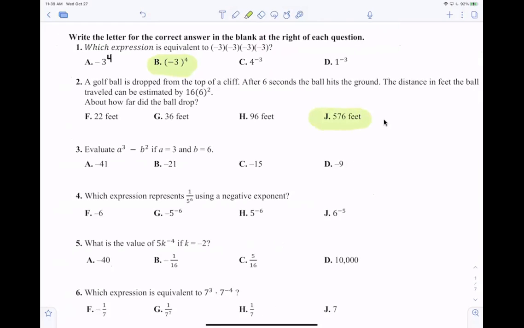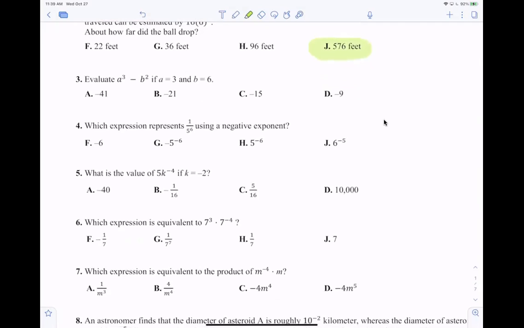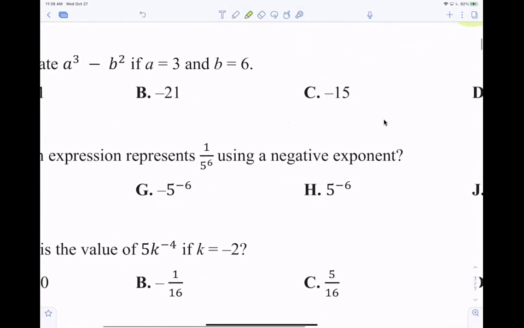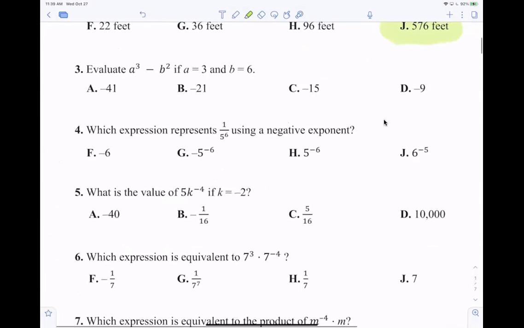I don't care what you do. When you take a test, I'm going to grade it right or wrong. All right, here we go. Number 3. Evaluate a cubed minus b squared, if a is 3 and b is 6. I got -9. Anybody else get -9? Everybody okay with that? Okay.